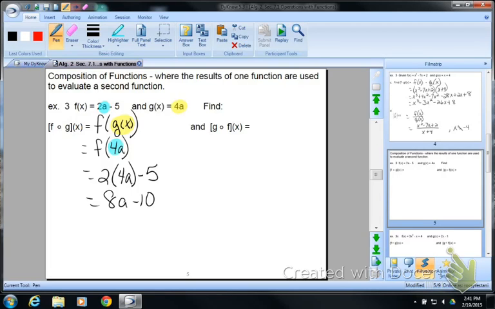Now let's do the gof, which is gof of x. How would we write that? That would be written g of f of x. So once again, we want to work inside. So we're going to copy down the g first. And what are we going to replace f of x with? 2a minus 5. That's right.